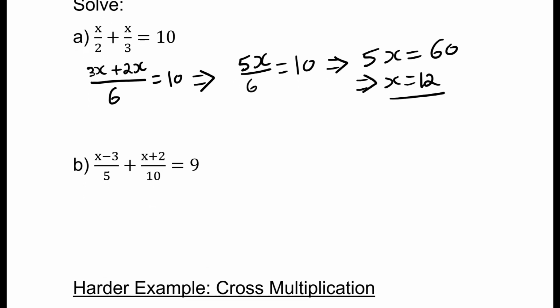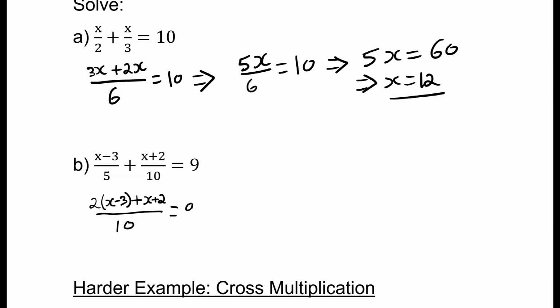In question B, we need to get a common denominator again. Lowest common multiple of 5 and 10 is 10, so my common denominator is going to be 10. I've times 5 by 2 to get 10, so I'm going to do 2 times x minus 3. Remember, it's times by all of x minus 3, plus x plus 2, because I don't need to times that second fraction by anything on the top and the bottom, because it already has a denominator of 10.